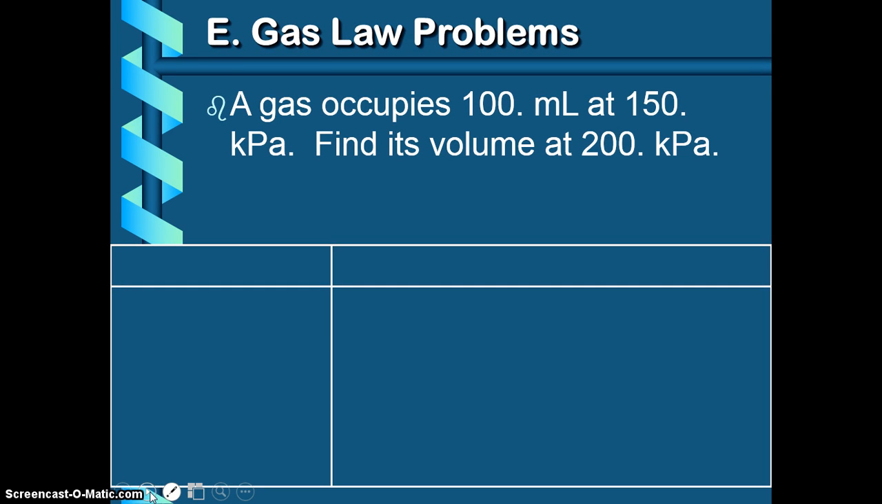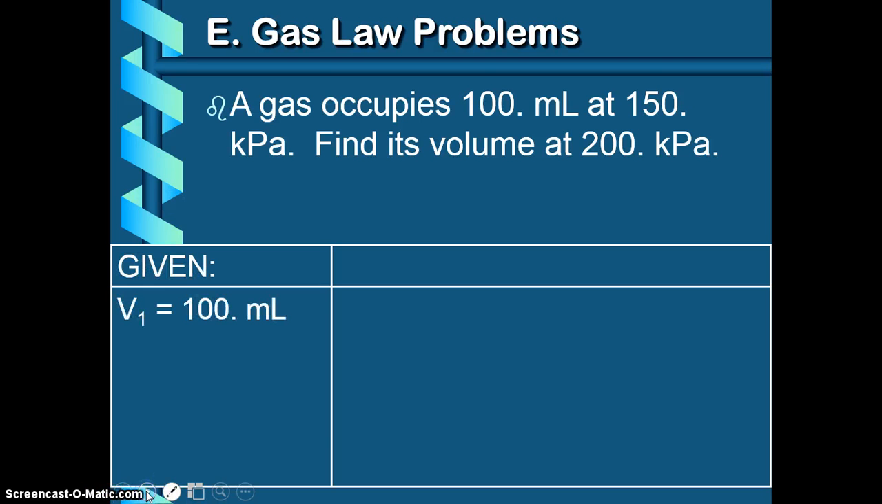So let's take a look at how to do a problem. A gas occupies 100 milliliters at 150 kPa. Find its volume at 200 kPa. We are starting with a gas, and it's the same gas in this situation with 100 milliliters at 150 kPa as it is at 200 kPa. So what we have to look at is keeping the temperature constant and the number of moles constant. Those two things don't come into play, just the pressure and the volume.